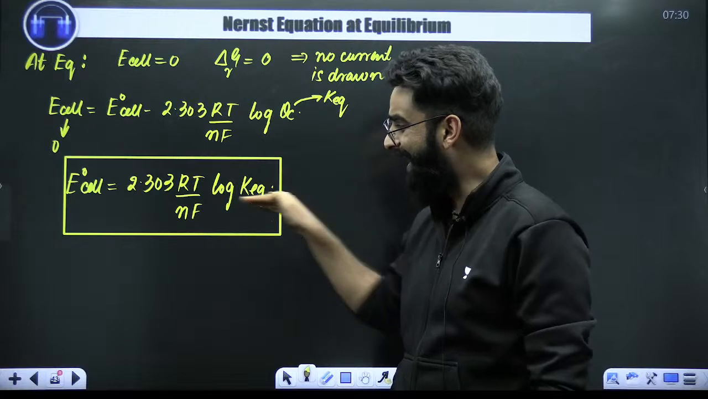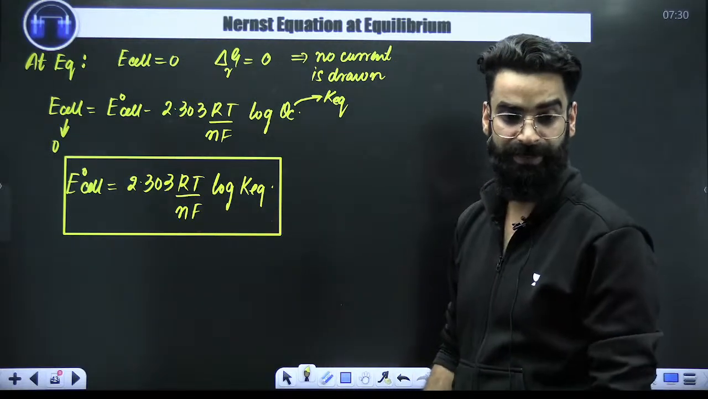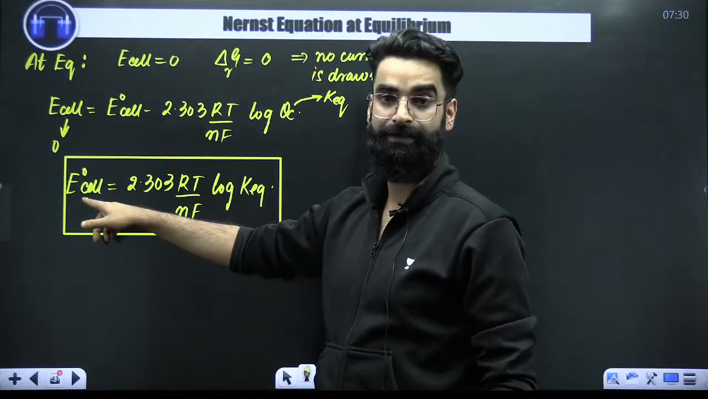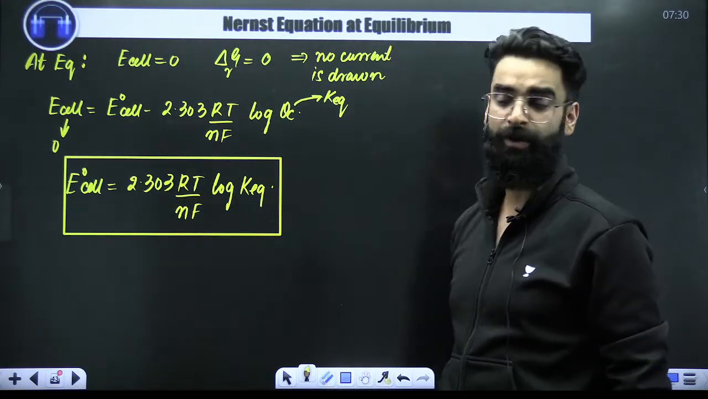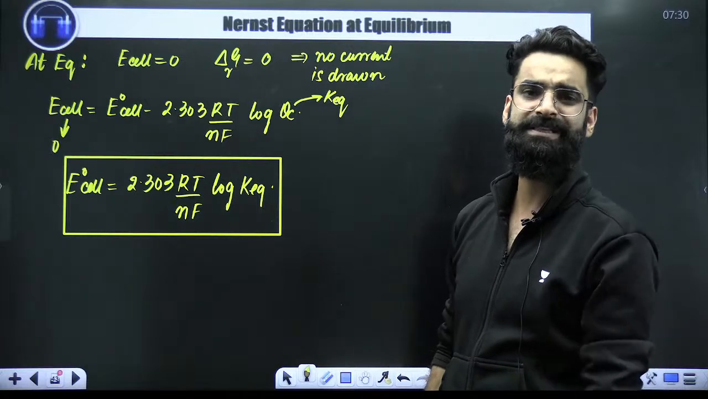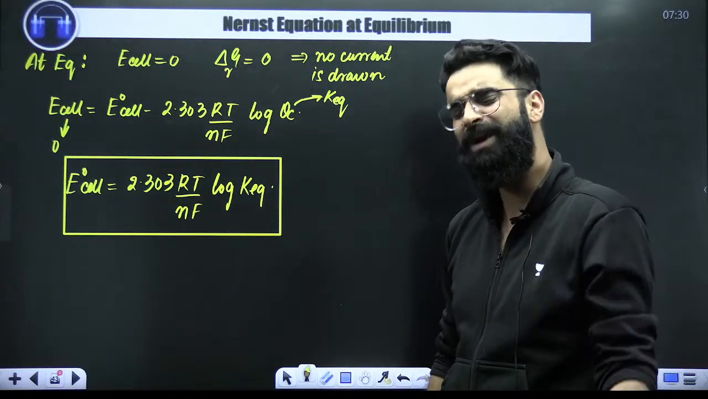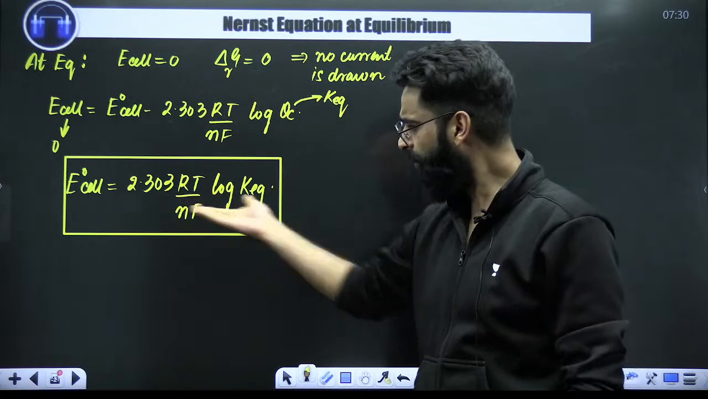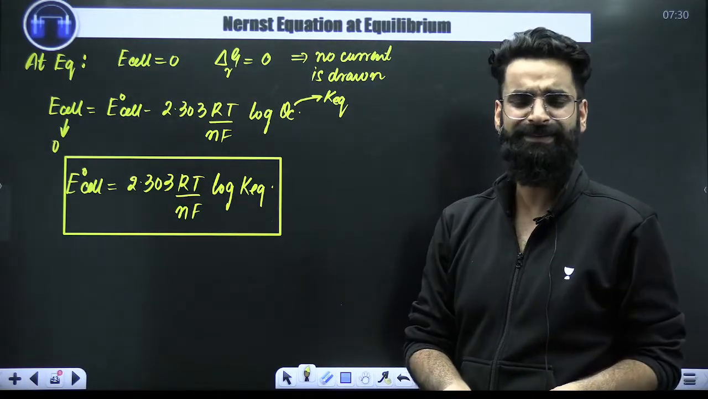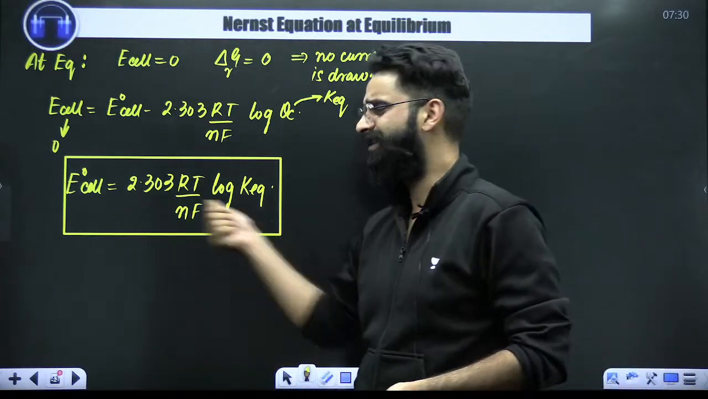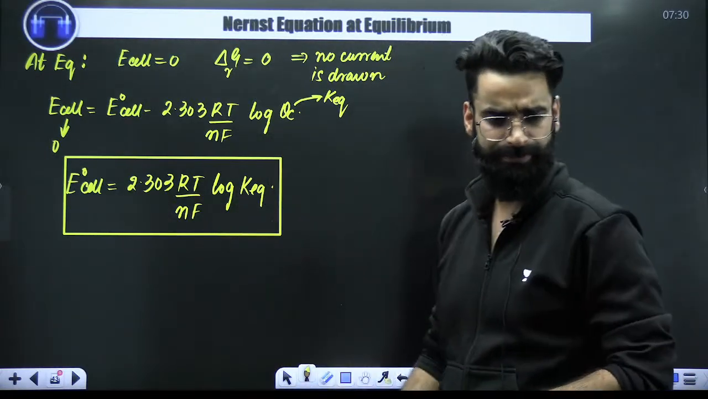Perfect. So with the help of this Nernst equation at equilibrium, we can calculate E naught cell with the help of this particular expression. We already know how to calculate E naught cell. That's E naught cathode minus E naught anode. That's one way of calculating E naught cell. This is one more way of calculating E naught cell. Just make sure the cell comes at equilibrium. At that point of time, you can write this equation through which you can calculate E naught cell.